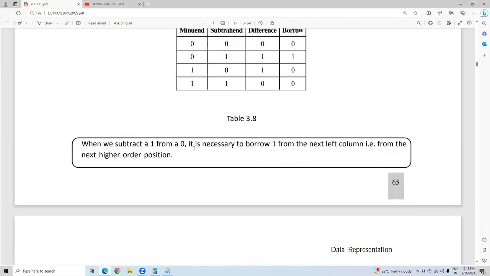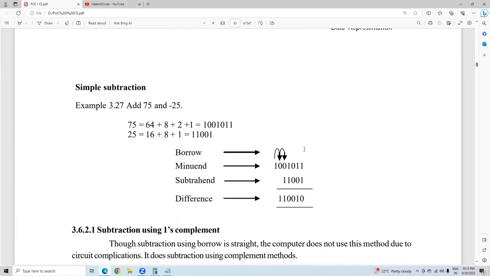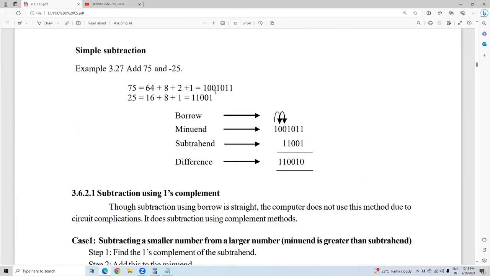When we subtract 1 from a 0, it is necessary to borrow 1 from the next left column. That is from the next higher order position. Right. That is from the next higher order position. Subtraction of 75 and 25. There are two numbers, minuend and subtrahend. Difference will be calculated here.